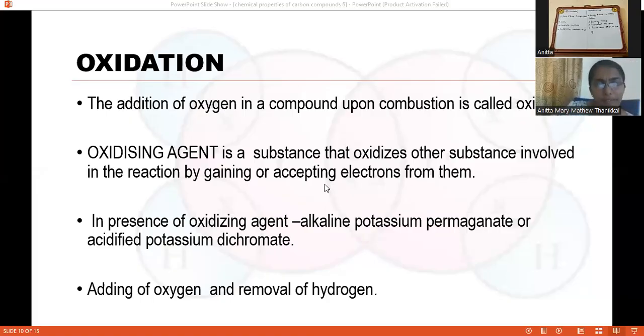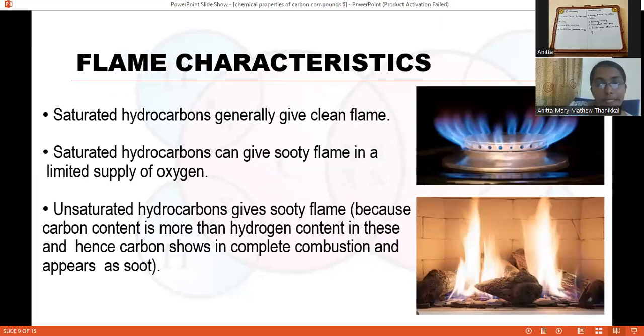In some situations, we can say that saturated hydrocarbons give a sooty flame because a limited supply of oxygen is the main reason. In particular situations, they show a sooty flame. Unsaturated hydrocarbons give a sooty flame because the carbon content is more than the hydrogen content, and hence the carbon shows incomplete combustion and appears as a sooty flame. So these are the main points in this combustion reaction.